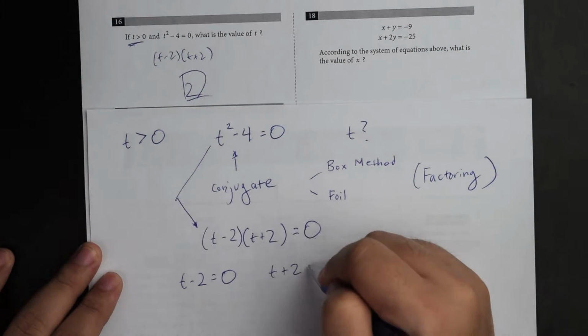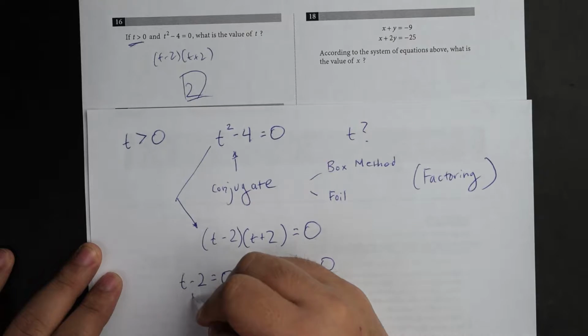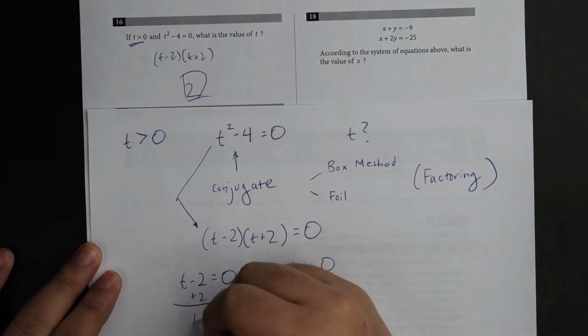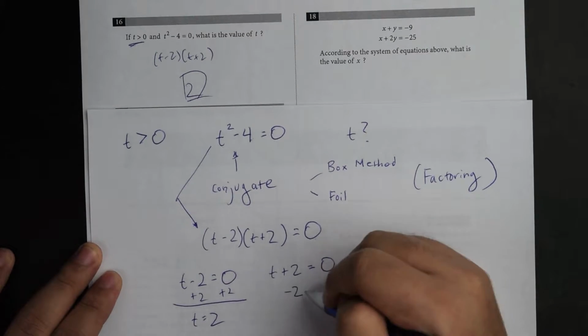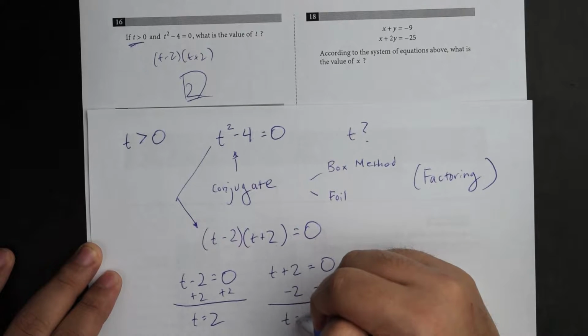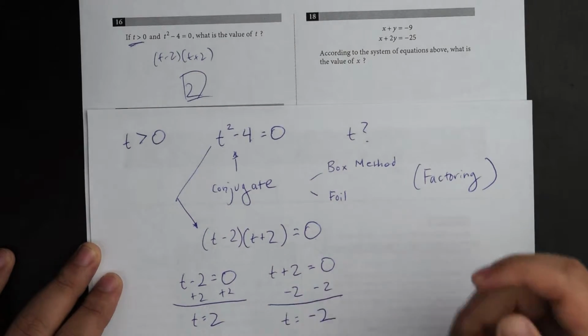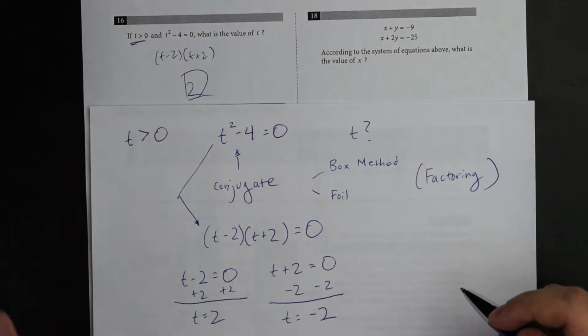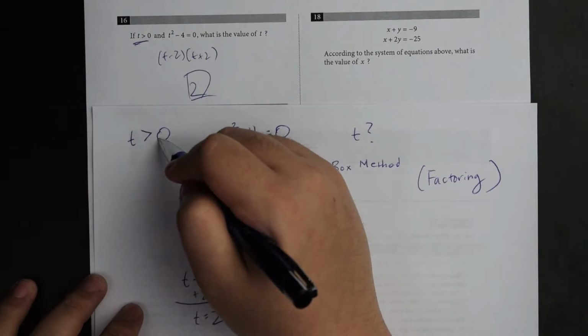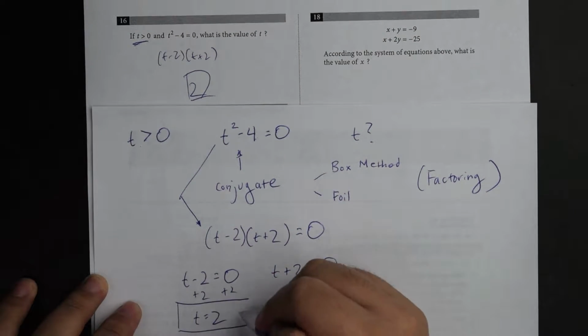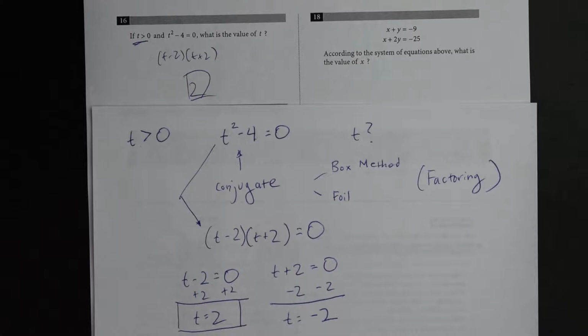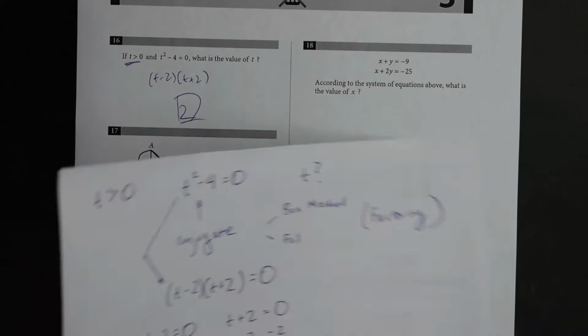So I know that I am solving for t, and thus when I break these apart, this is what's going to happen. It's going to be t equals 2 and t equals negative 2. There are two possible answers, but because t has to be greater than 0, I know that my final answer is going to be 2. And that concludes my explanation for number 16.